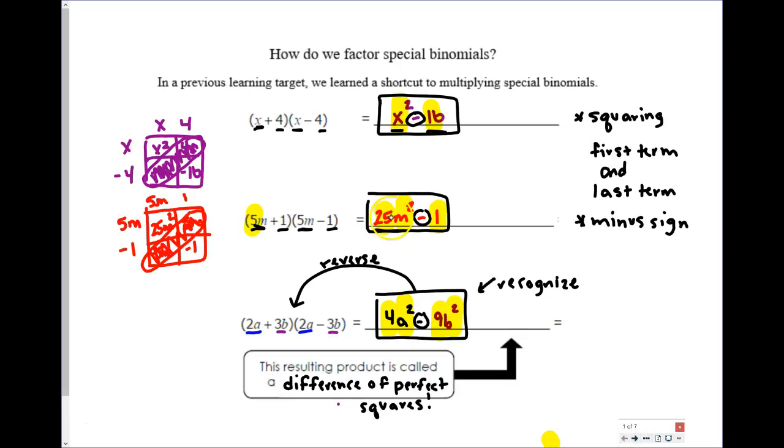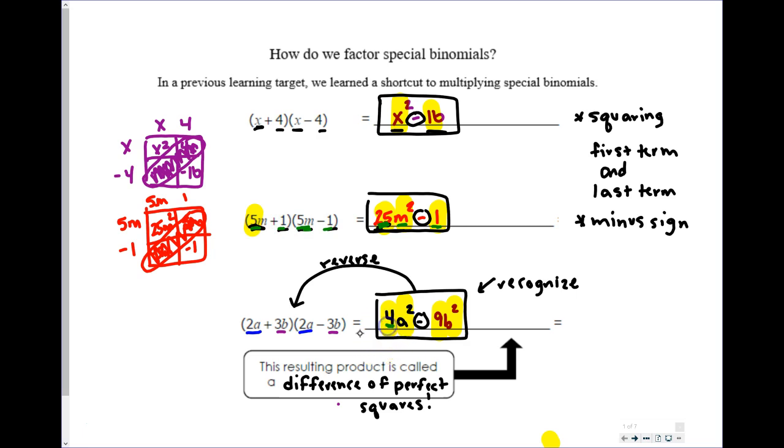When I started with 25m squared minus 1, what's the square root of 25? It is 5. Let me use a different color. Right? Square root of 25 is 5, so both 5s went in front. Then m squared. I have an m in front, m in front. And the square root of 1 is 1, 1. Right? The second one works too.